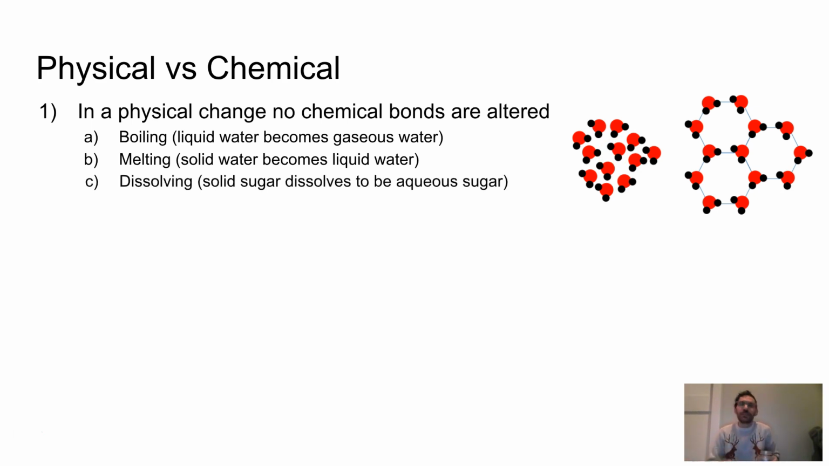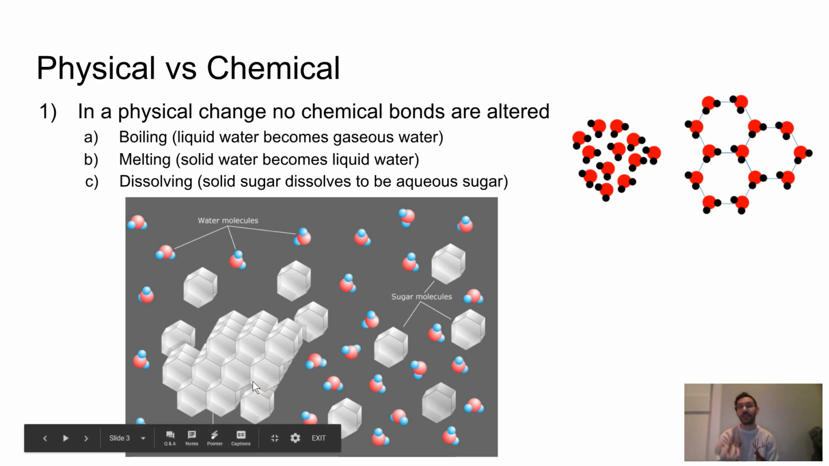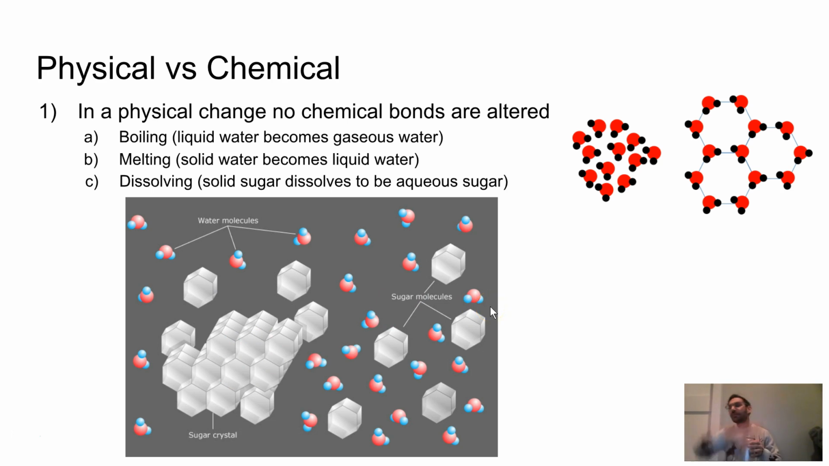Same thing is true for dissolving. Some people think that a chemical reaction takes place when salt dissolves or sugar dissolves, but that is just another phase change. That is simply a solid dissolving and breaking apart. Here we can see a sugar crystal is lots of sugar molecules together, but when they dissolve, they simply break apart from each other and move about inside of the water. Yummy water.